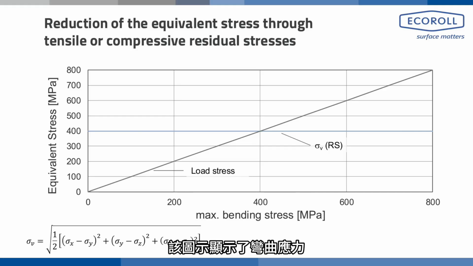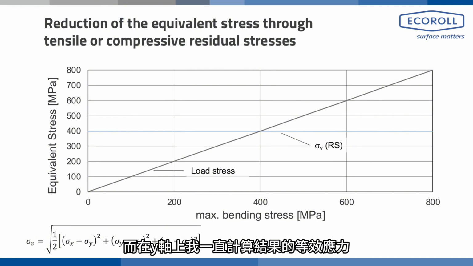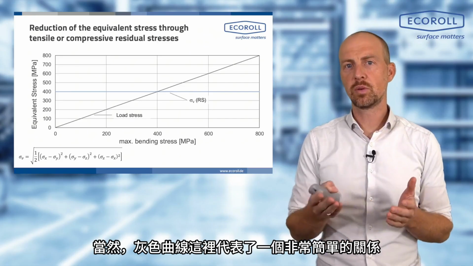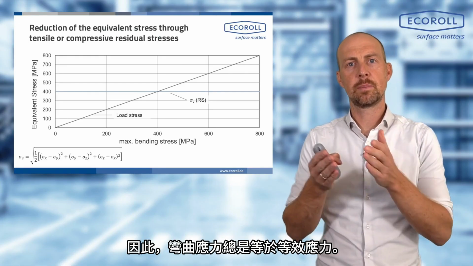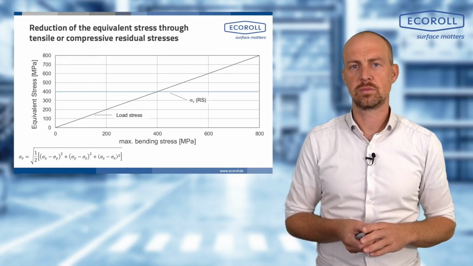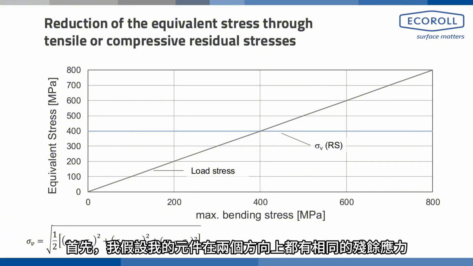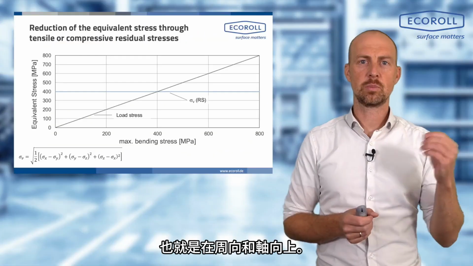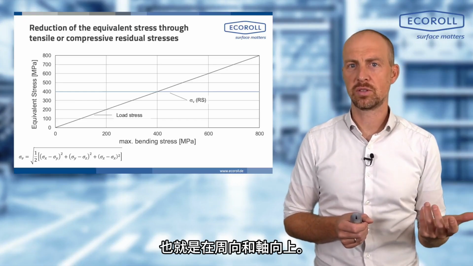The diagram shows the bending stress, that is the load stress, with which my bending beam is bent, on the x-axis. And on the y-axis, I have always calculated the resulting equivalent stress. Now, of course, the gray curve here represents a very simple relationship. I have a uniaxial stress state, so bending stress is always equal to equivalent stress. And now I assume that my component has residual stress. I'll make two assumptions here. First, I assume that my component has the same residual stress in both directions, that is, in the circumferential direction and in the axial direction.